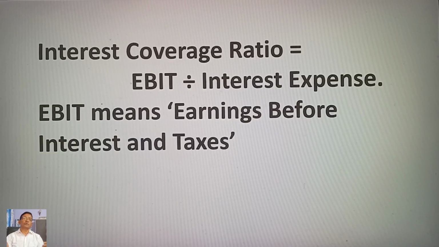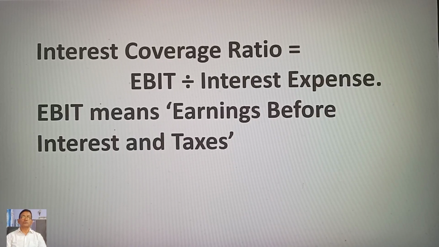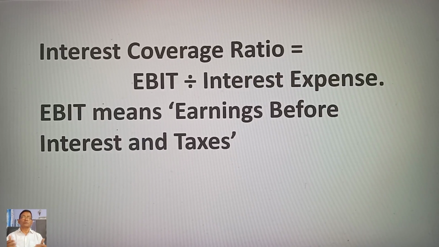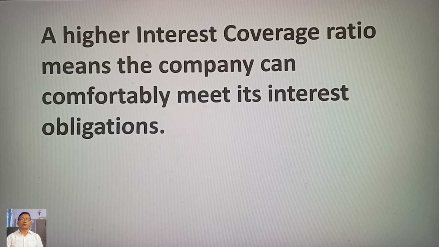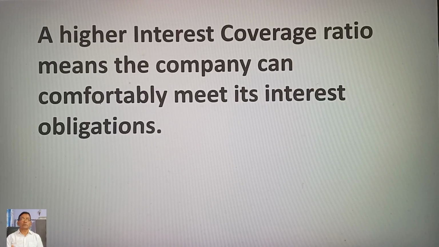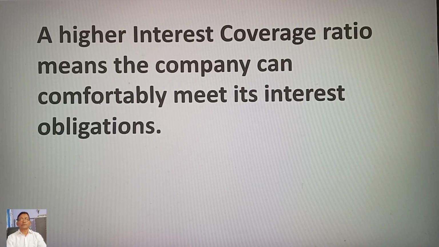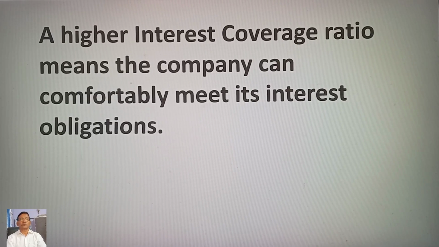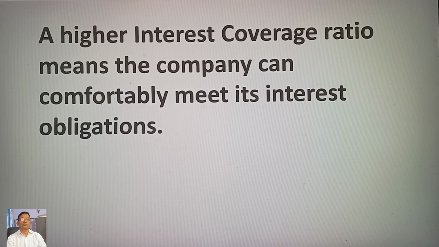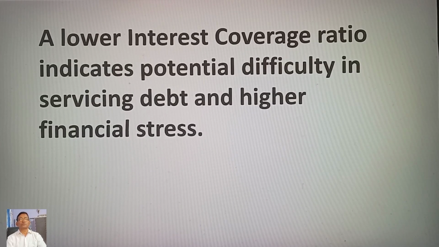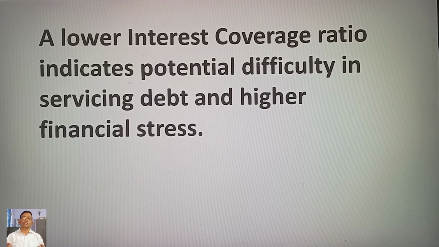So, interest coverage ratio is equal to EBIT divided by interest expense. EBIT means earnings before interest and taxes. A higher interest coverage ratio means the company can comfortably meet its interest obligations. This means the company has sufficient surplus to be in a good financial position and is capable of handling financial crisis. A lower interest coverage ratio indicates potential difficulty in servicing debt and higher financial stress.